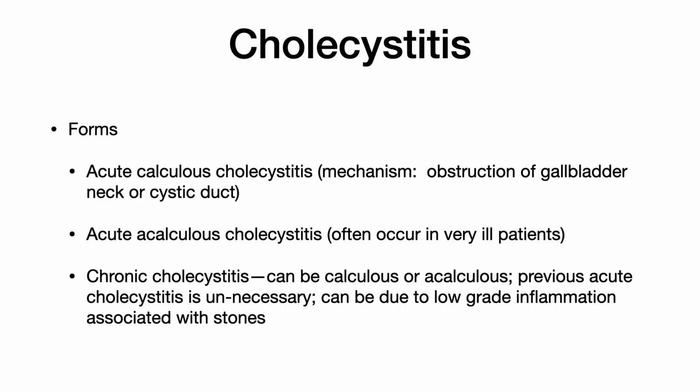Acute acalculous cholecystitis is inflammation of the gallbladder, but there's no stone. This usually just occurs in patients who are very ill, those who are potentially terminal, have multiple comorbidities in the hospital. And then chronic cholecystitis can be calculus or acalculous. Like I said, when you have stones in the gallbladder, they're going to be asymptomatic, but you still have stones in the gallbladder, which can lead to some low level of inflammation. And over time, that can cause a person to have chronic cholecystitis. So what we'll see is usually a wider gallbladder, thicker wall, fibrotic.